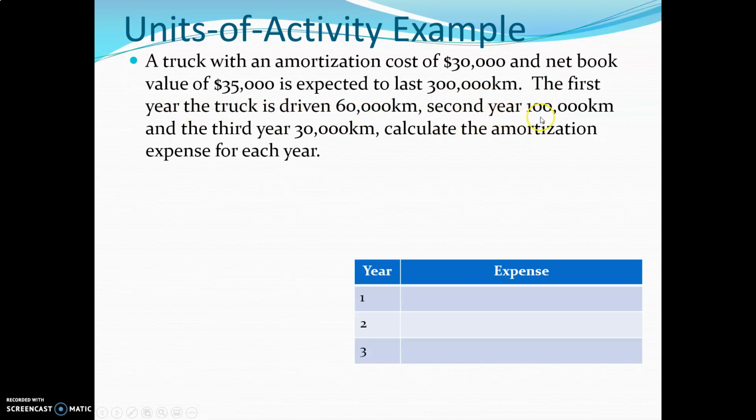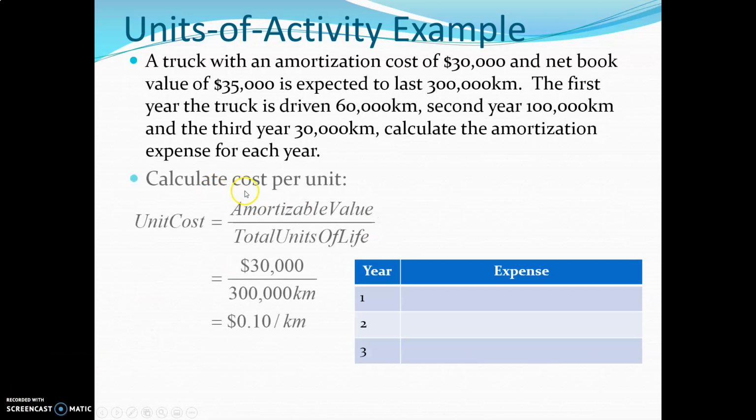In the second year, it's driven 100,000 kilometers, and in the third year, it's driven 30,000 kilometers. Calculate the amortization expense for each year. Well, in this case, we have to take a look at what is the unit of depreciation. In this case, we've calculated the cost per unit, and our unit in this case is kilometers. We're taking the amortizable value, dollars, divided by the total useful life. So $30,000 is the amortizable value divided by 300,000 kilometers, says that our depreciation cost is 10 cents per kilometer.